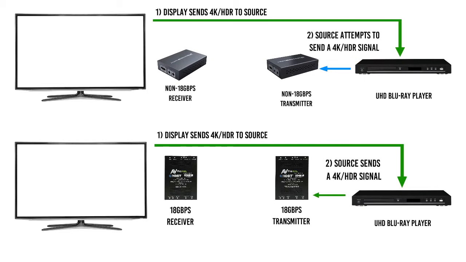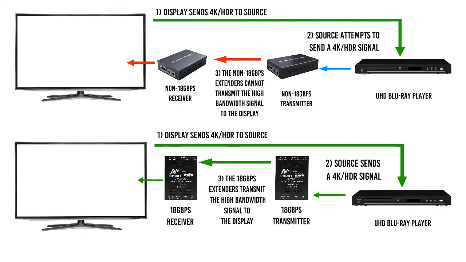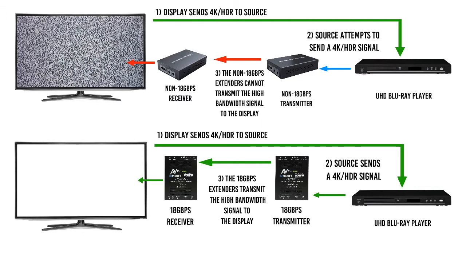Is the extender 18 gigabits per second capable? If not, it will not pass a signal. The result is either an unstable picture or no picture at all, which causes headaches for both you and the client. The same can be said about AVRs that are not 18 gigabits per second capable.